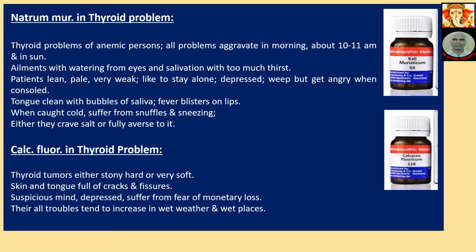Natrum mur in thyroid problem. Thyroid problems of anemic persons. All problems aggravate in the morning about 10 to 11 and in the sun. Ailments with watering from eyes, salivation with too much thirst. These three things are always part and parcel of Natrum mur. Patient lean, pale, very weak, like to stay alone, depressed, weep but get angry when consoled.